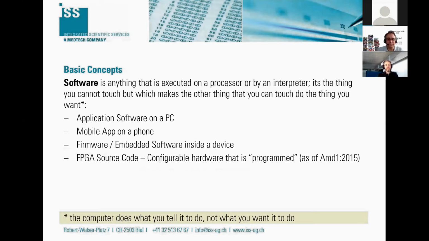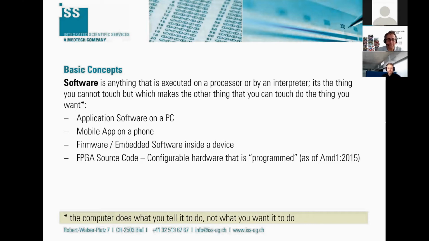So I'd first like to introduce you to some basic concepts regarding the standard and maybe regulated software development as such. As far as the standard is concerned, software is anything that is executed on a processor or by an interpreter. For me, it's usually the thing I cannot touch, but which makes the thing I can touch do the thing I want, or at least the thing I tell it to do, which is not necessarily the same as any programmer can tell you. So the most obvious examples are application software on a PC, mobile app on a phone.